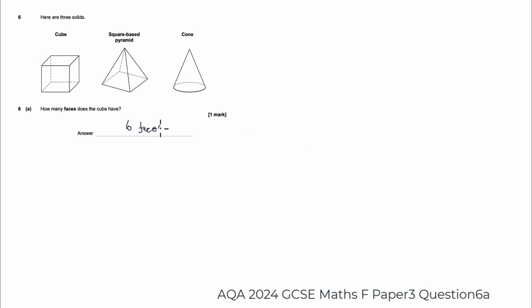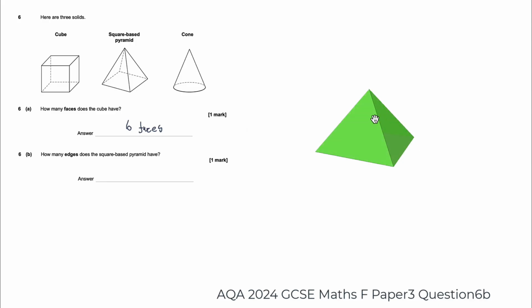So 6 faces. Let's move on to part B. This one says, how many edges does the square-based pyramid have? Well, again, let's look at an animation for that. So here you have this square pyramid. I can rotate it, and it's sitting on a square base. Now, if we look at it from above, there's 1, 2, 3, 4 edges.